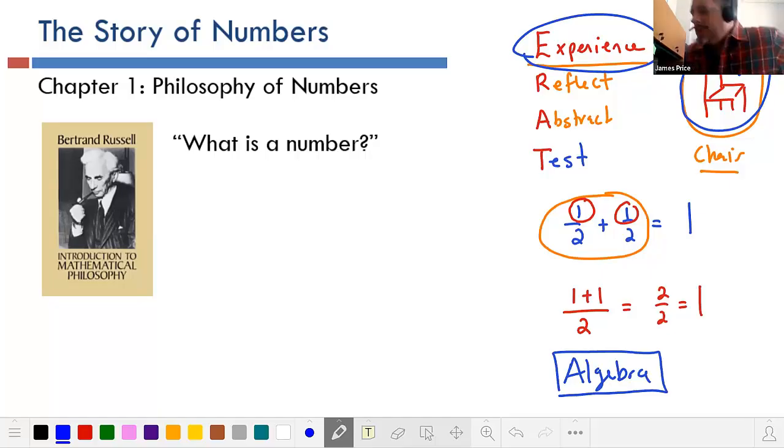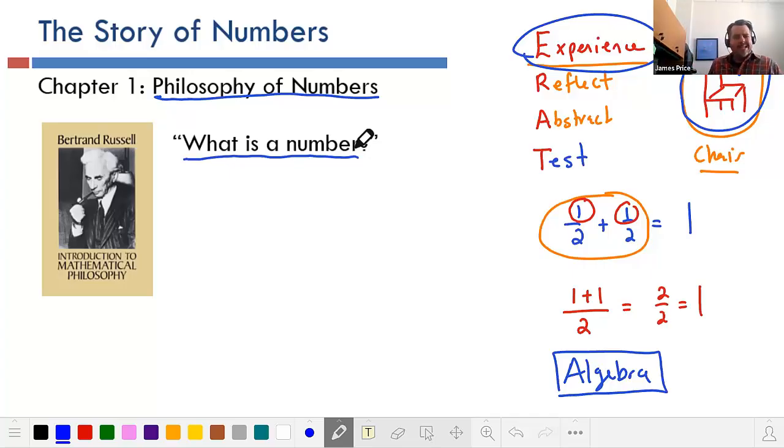Okay, so we start with our story of numbers with the philosophy of numbers. And so we start with a very simple question, right? In philosophy, it's like, what is life? What is love? In math, we say, what is a number? And it's a very simple question that has a rather tricky answer.